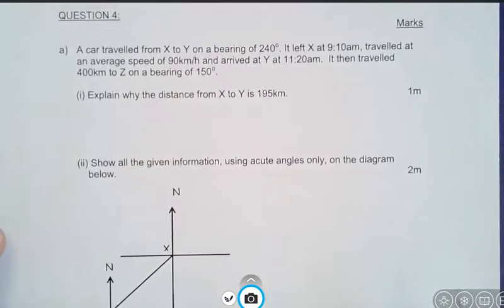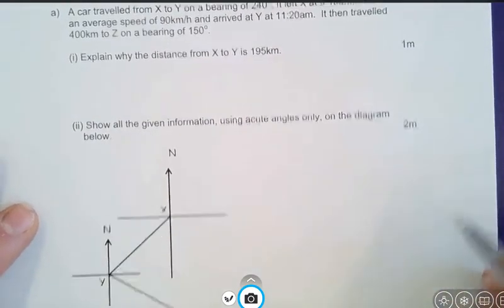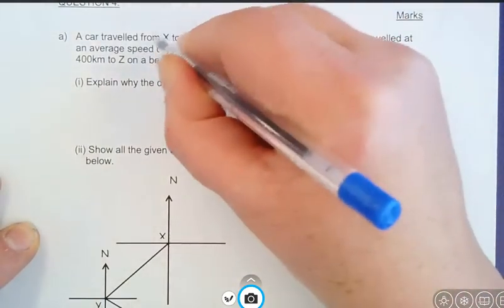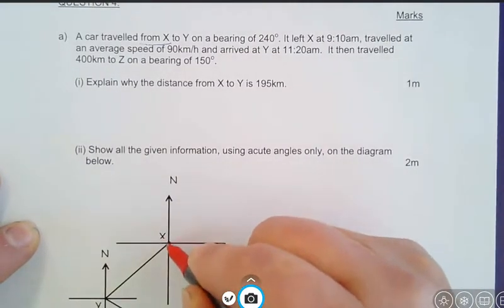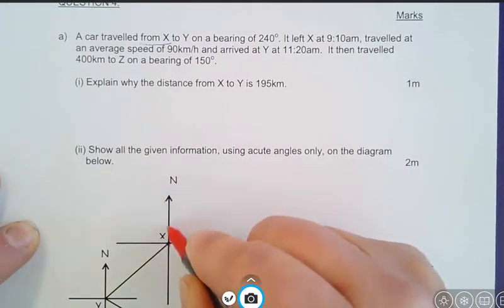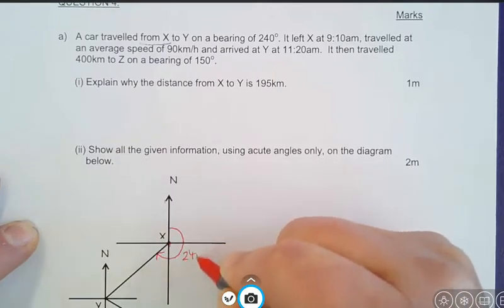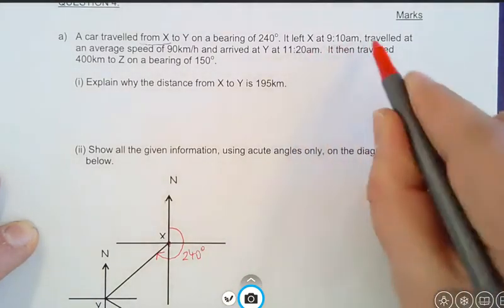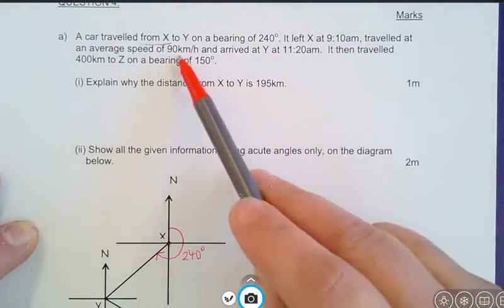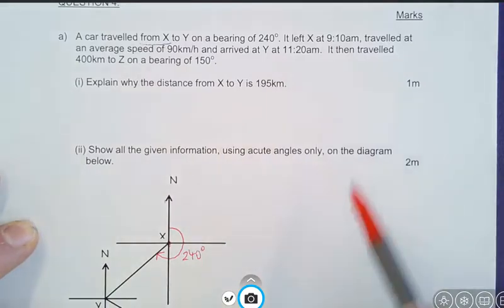Problem question 4. A car travelled from X to Y on a bearing of 240 degrees. Now, when you see that we're starting from X to Y, you've got to work out where that 240 degrees is. So from X, we put a north sign, and then we go clockwise until we find the direction that Y is on, and that is 240 degrees there. And it says it left X at 9:10 a.m. and travelled at an average speed of 90 kilometres per hour and arrived at 11:20 a.m.